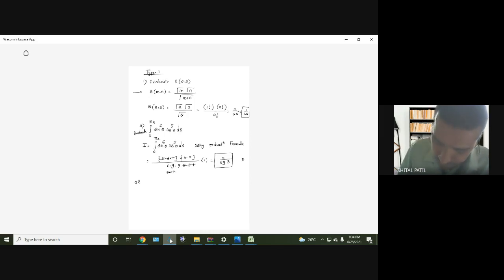Or an alternative is there. What is the alternative? Integral from 0 to pi by 2, sin raised to p theta, cos raised to q theta, d theta. What is the answer? Half beta of p, q. Right now, use this. Therefore, the integral is equal to half beta of, what is p here? 6. What is q here? 5.